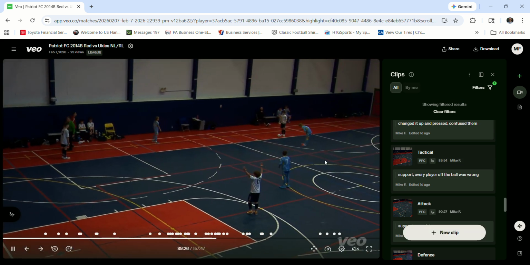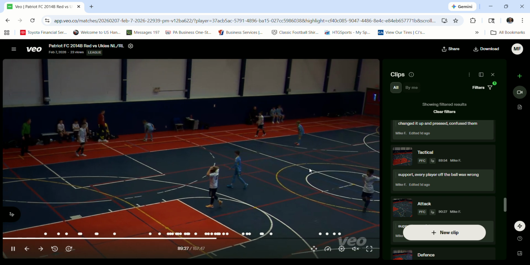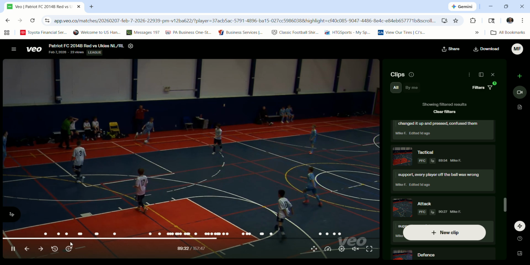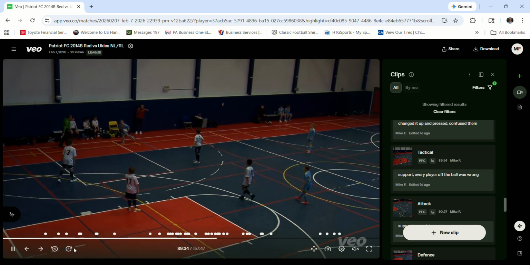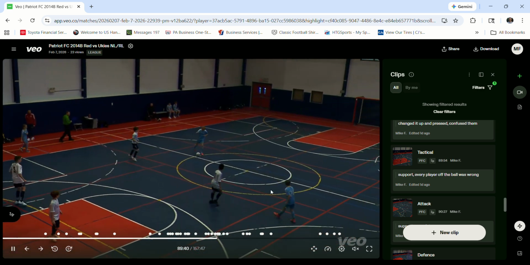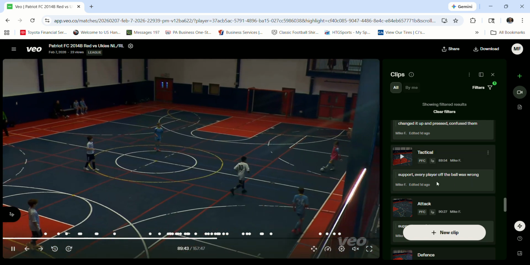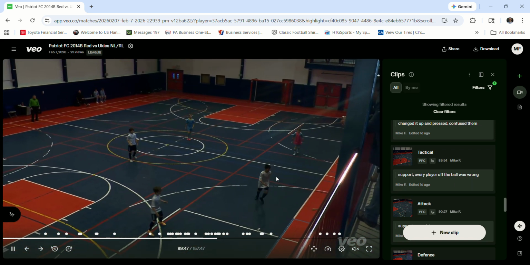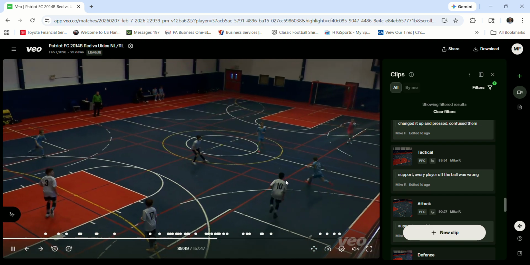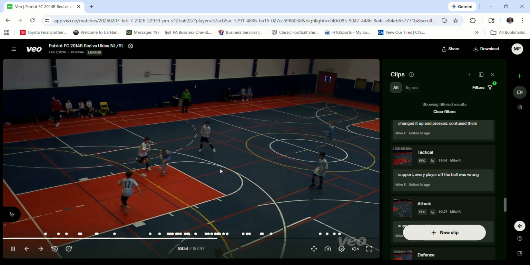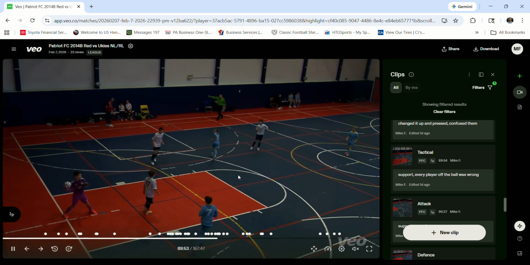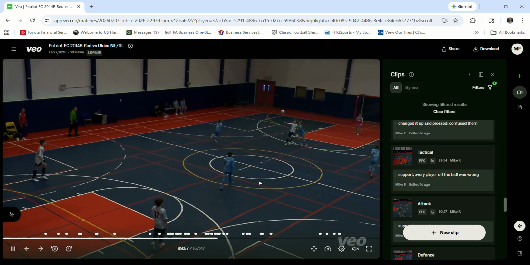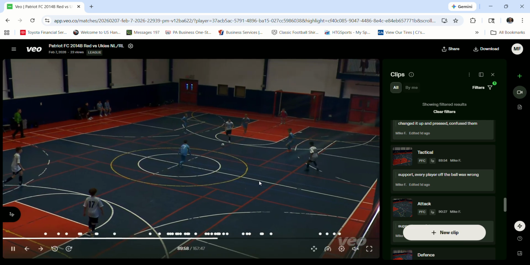Here we're talking about support. Let's see what's happening in this one here. All right, I'm not sure. This one is more of the zone again, so I don't know why it says support. Maybe it's on this counter attack here. Yeah, I think it is right here.